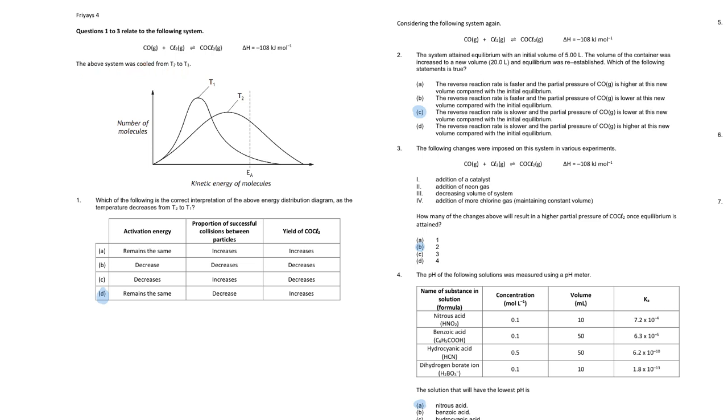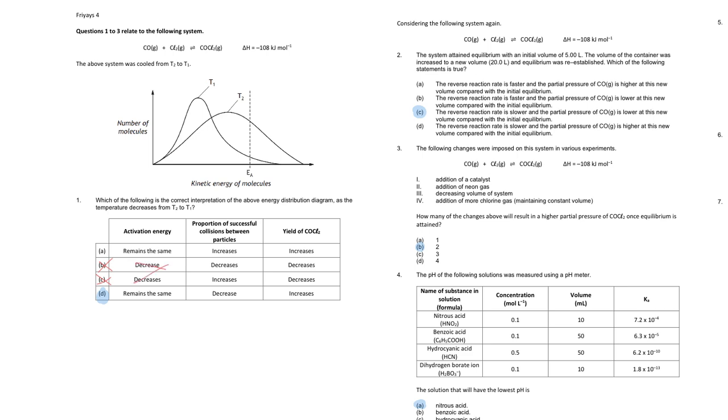Which of the following is the correct interpretation of the above energy distribution diagram as the temperature decreases from T2 to T1? So T2 going to T1. The activation energy: you should recognize that the activation energy, when you change the temperature, does not change. The activation energy only changes when you add a catalyst. This is not talking about the proportion of particles with sufficient energy. This is talking about the actual value of the activation energy. So the activation energy remains the same, which means that you can eliminate B and C, because it's not going to be the activation energy decreasing.